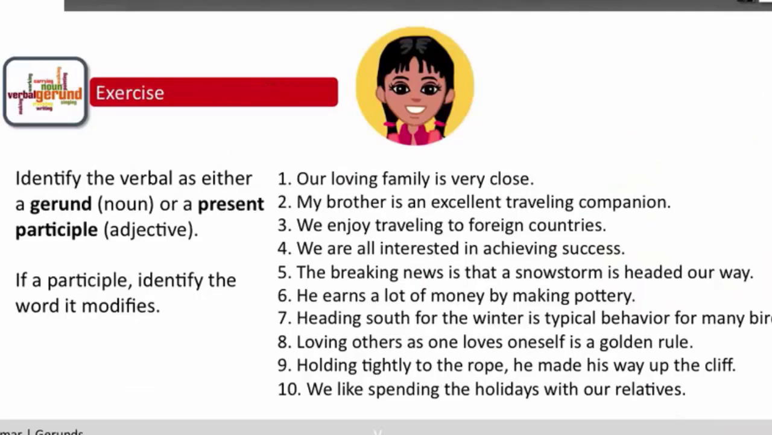Pause the video and identify the verbal as either a gerund, noun, or a present participle, adjective. If a participle, identify the word it modifies.